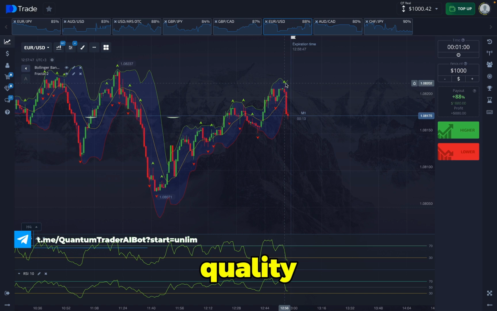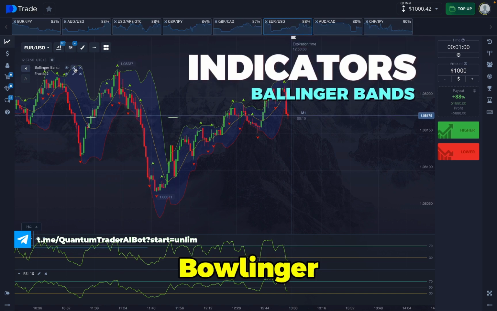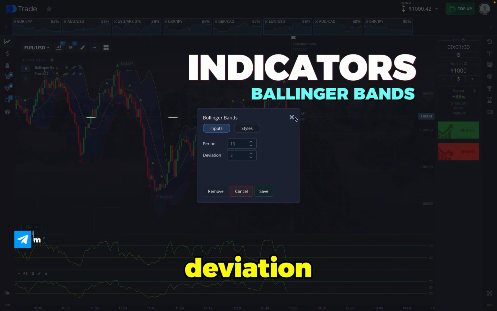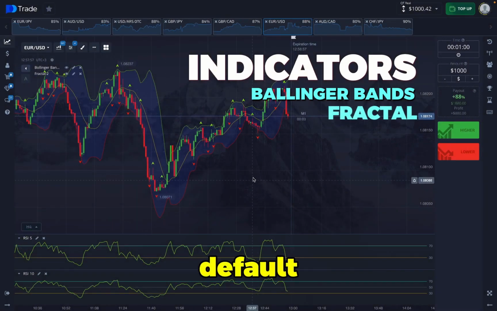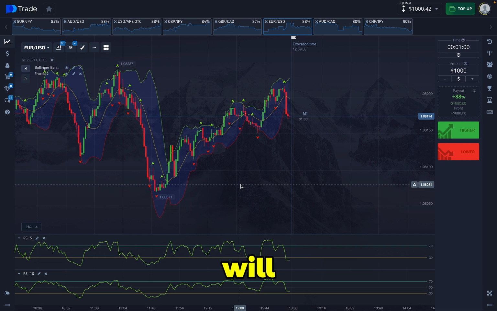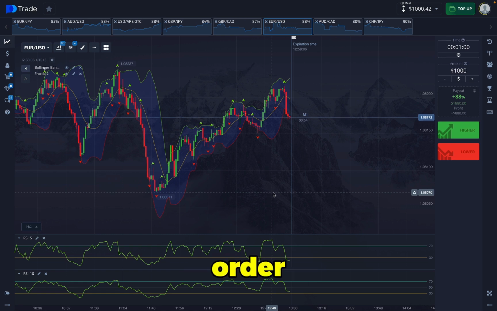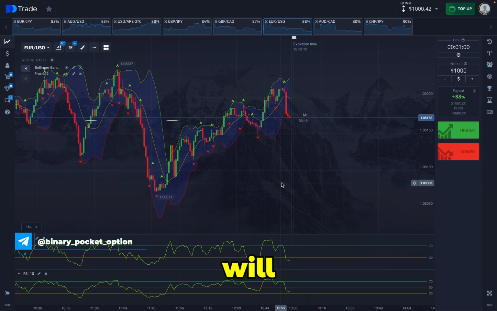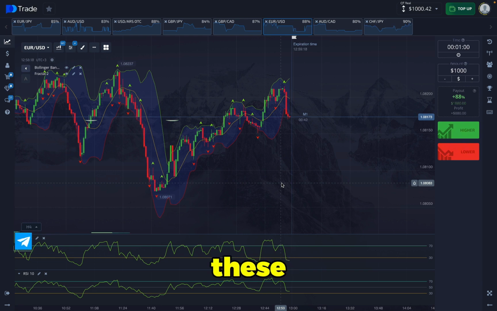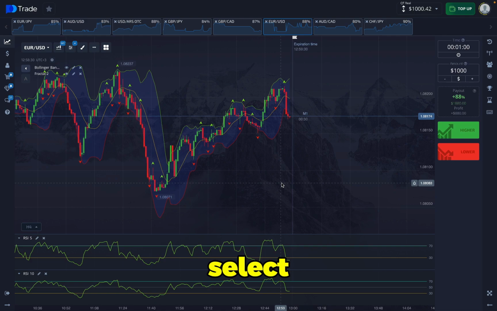I conducted a high quality analysis and indicators such as Bollinger Bands with a period of 13 and a deviation of 2 as usual, a fractal with default settings and RSI oscillators. We will have the first with a period of 5, the second with a period of 10. This is necessary in order to understand the different price range, and they will show it to us. We will also focus on them. We also leave the oversold and overbought areas at 30 and 70 by default. These settings are quite enough. So let's start with $1,000. As I said, we will open transactions on a minute time frame. Let's get started and select the first currency pair.